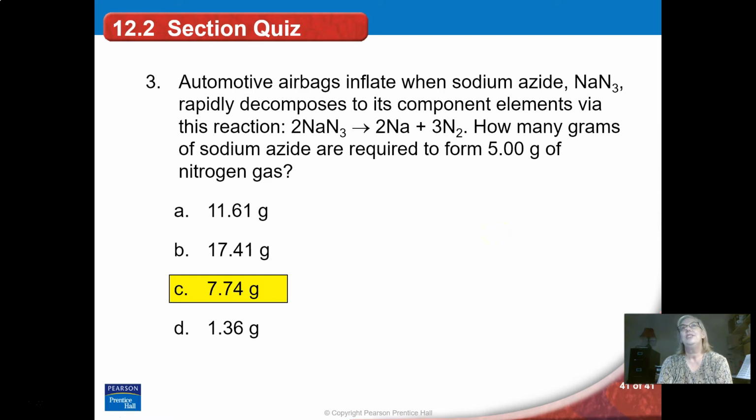All right, so you should get that as your answer. And so good luck with this section. It's very important that you know how to do stoichiometry. You'll use it throughout your science career. So stoichiometry is a really good skill to have.